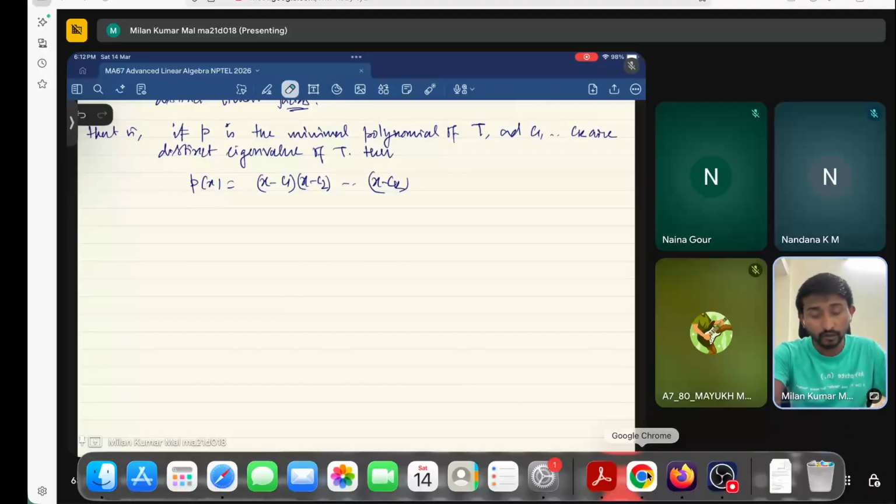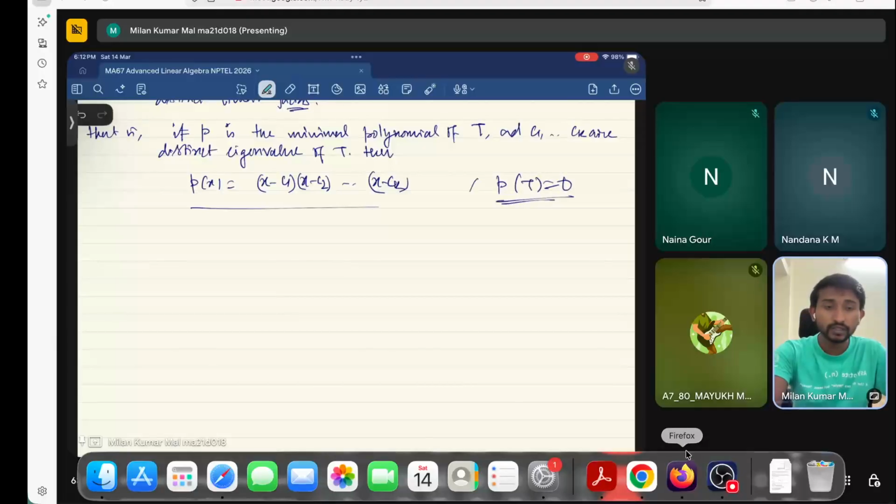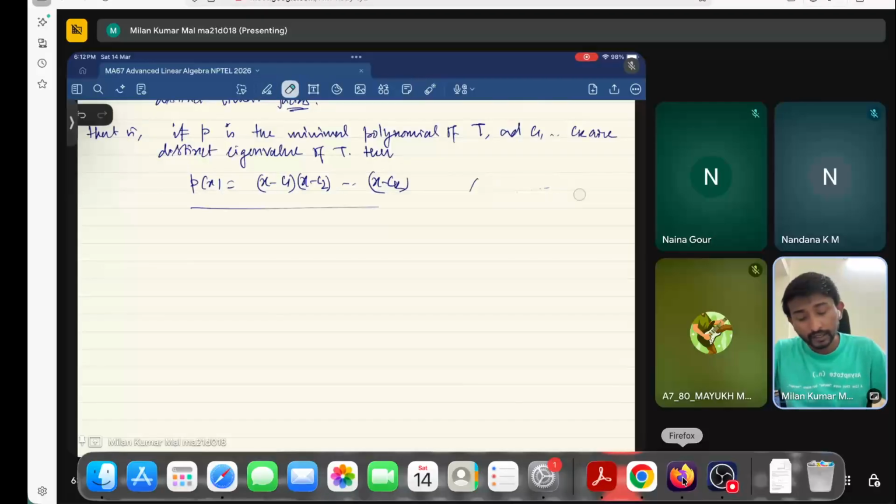And recall that the minimal polynomial P is the smallest degree monic polynomial P such that P of T is 0. This is the definition of the minimal polynomial. Okay, so I will not go into that, and you have the characteristic polynomial, and whenever the minimal polynomial looks like this, then the characteristic polynomial will be something like (x minus c1) to the power d1 all the way to (x minus ck) to the power dk.